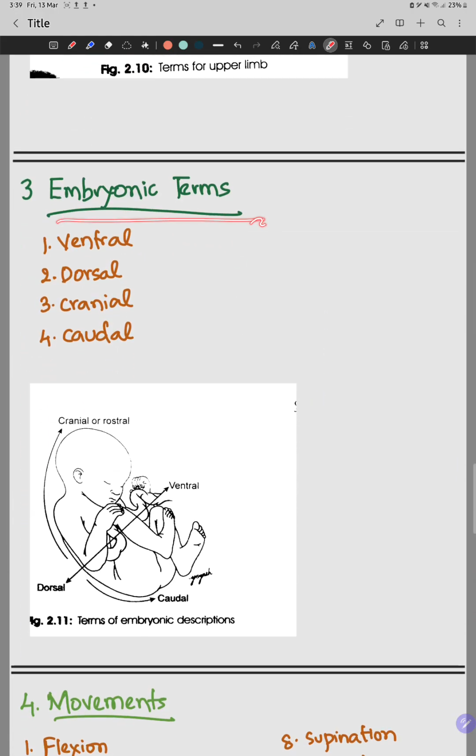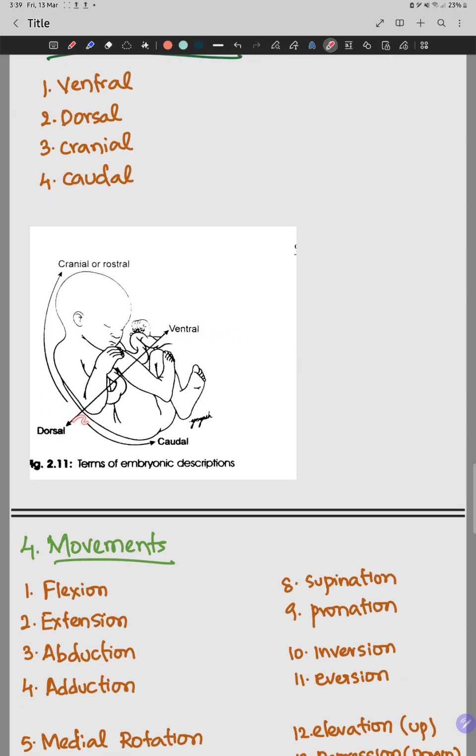Okay. Embryonic terms: ventral, dorsal, cranial, and caudal. Ventral, I have already said. Dorsal, this is my secret: backside there is a door, so dorsal is the backside. Remember this one like this. When coming to caudal, I have said that the coccyx is here, the last bone, sacrum, coccyx, so caudal. Next, cranial: here the cranium, the brain, is present, so it is the cranial, also called the rostral.